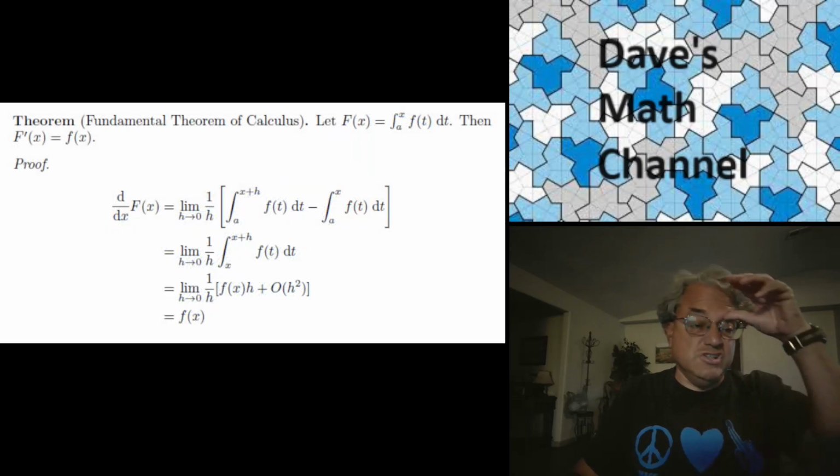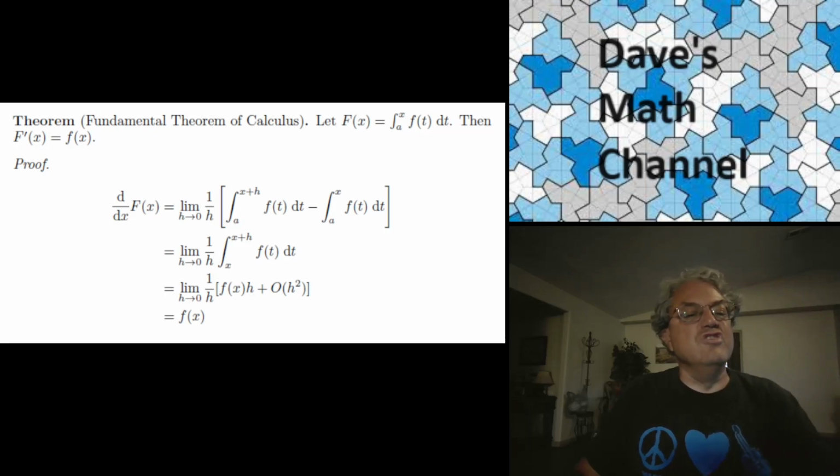But here's a more detailed proof of the theorem. So this is just using the definition. Here they changed the name of the variables a little bit. They're using capital F instead of capital A. So we're taking the derivative of capital F(x), which is just the area, or if you like, the definite integral, as a function of x, and we use the definition of the derivative.